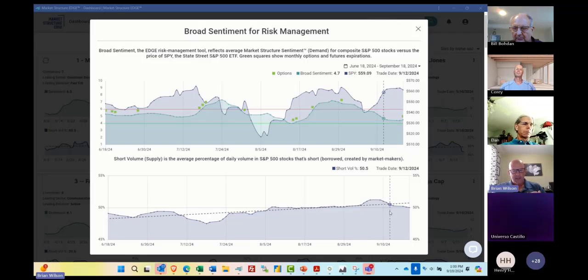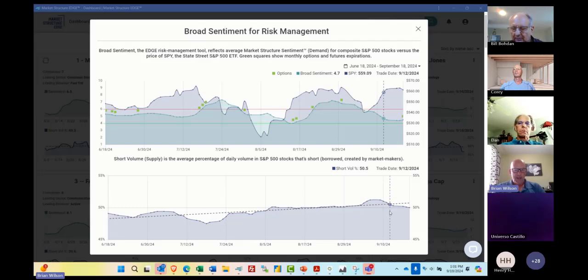So the way that you can think of that, if you have 100 shares to buy, let's just say I'm buying XYZ, I'm buying 100 shares. 50 of those shares for that execution will come from borrowed shares.